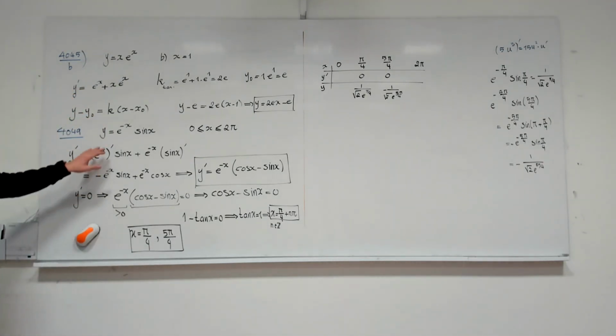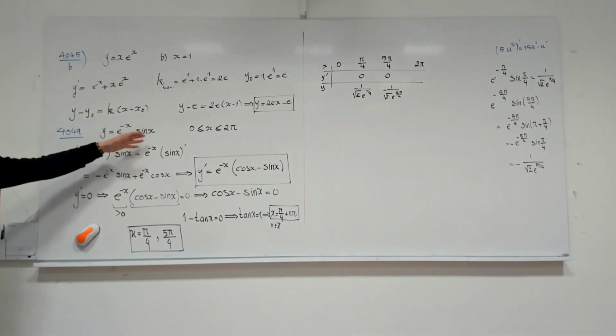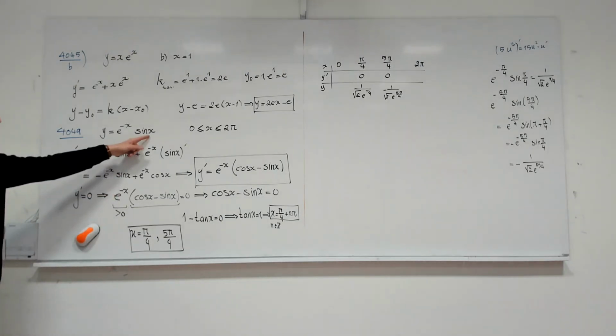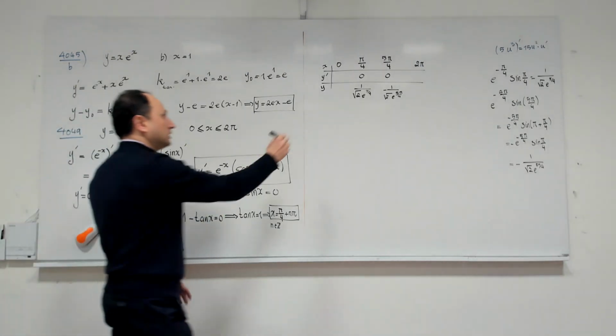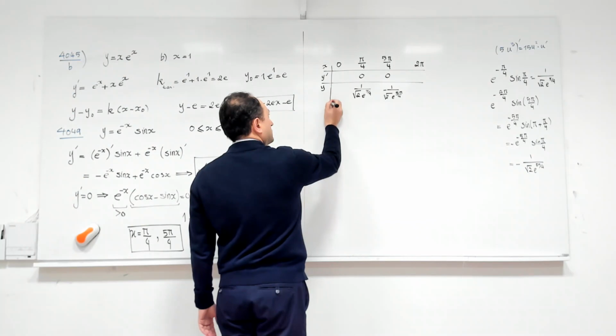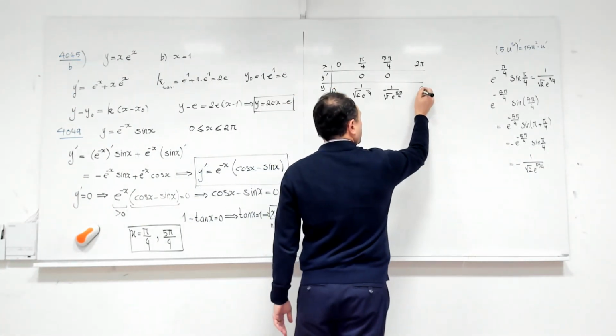For 0 it is very simple. If I put 0, sine of 0 is 0, so it becomes 0. If I put 2 pi, sine of 2 pi is 0, so it becomes 0. So this is the complete form, and you don't need to be bothered about the details so much.